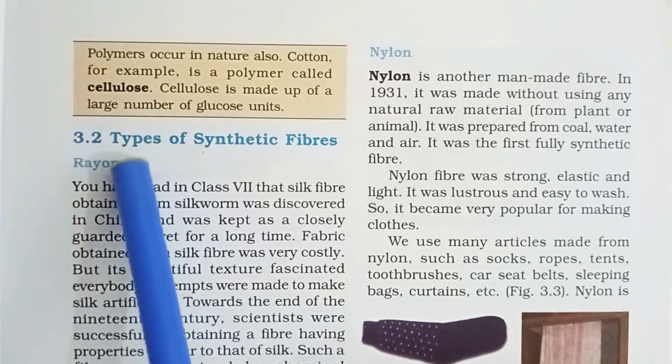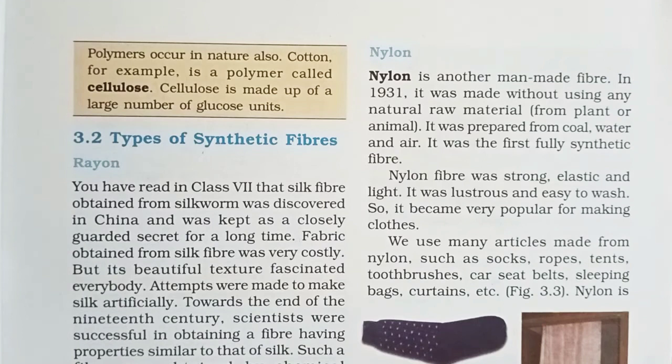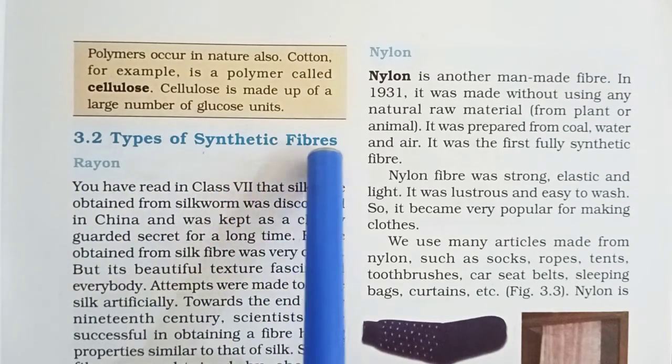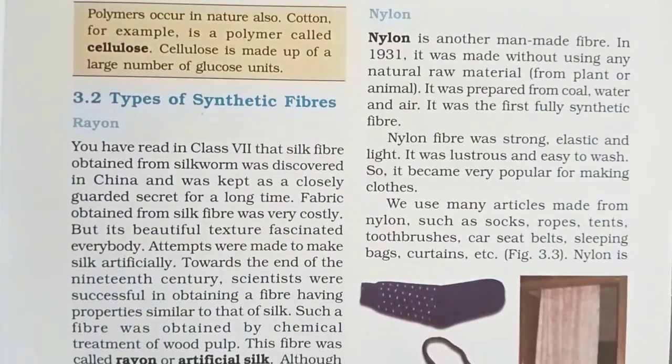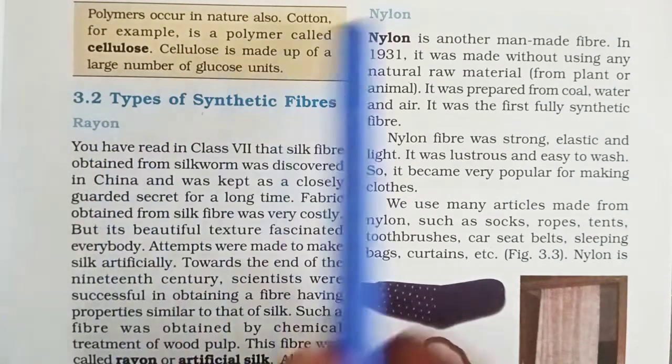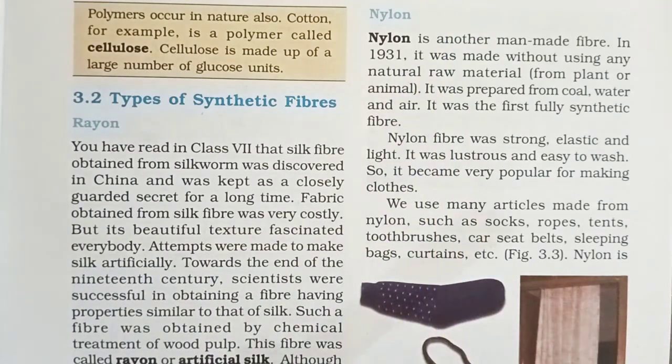Okay, now you understood what a polymer means, and how these synthetic fibers are formed. They are nothing but a chain of repeated units. Many small units put together will form a larger unit. Next, types of synthetic fibers. Yesterday we talked about rayon, nylon, acrylic. So many we have talked about.